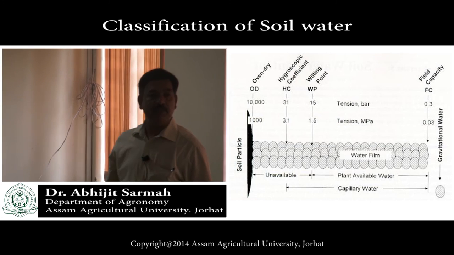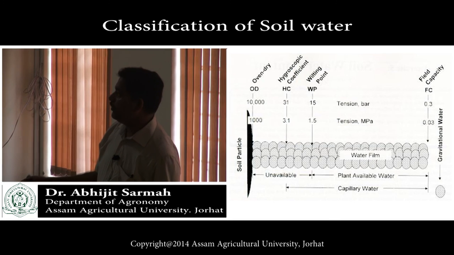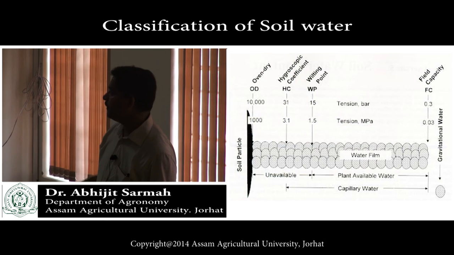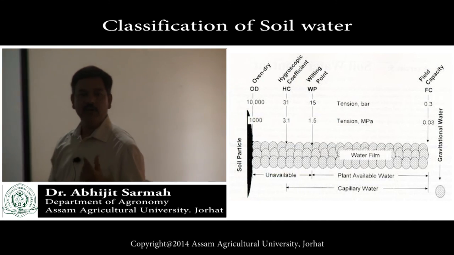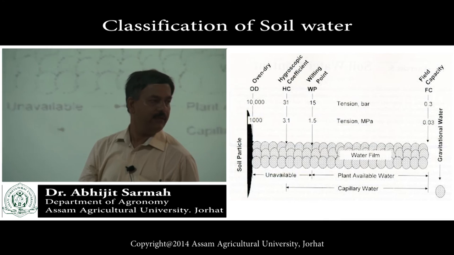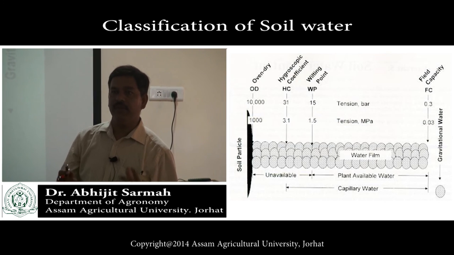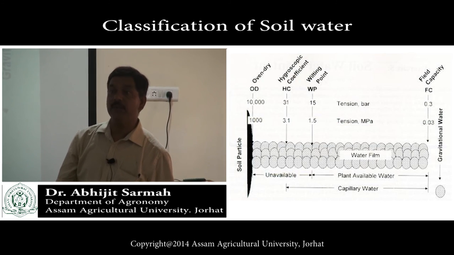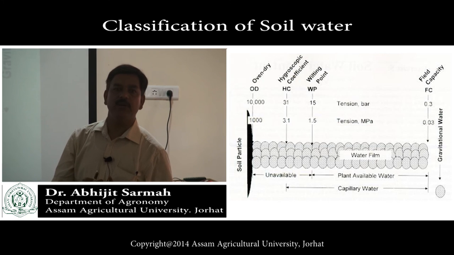The same thing is represented by another diagram. This is again the soil particles. Up to 31 bar, this is hygroscopic water. From 31 bar to 0.3 bar, this is capillary water. Beyond that, this is gravitational water. A part of the capillary water is available to the plant. The entire capillary water is not available. Gravitational water is definitely not available to the plant because it is drained by gravity and not retained in the soil. If the water is retained in the soil, then it will be available to the plant. So capillary water will be available, but not the entire capillary water. A part of it will be available to the plant.